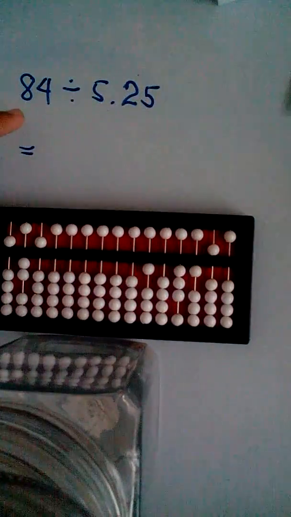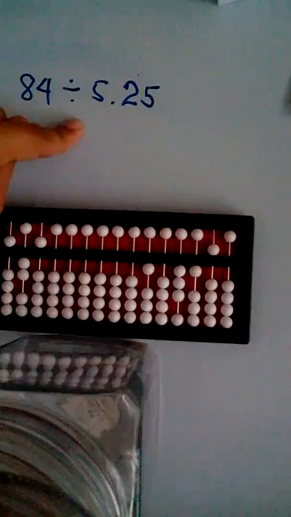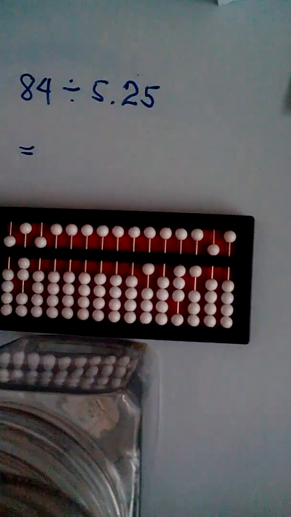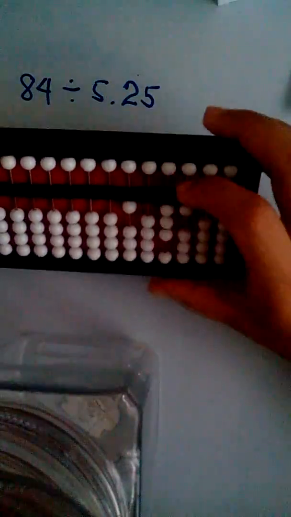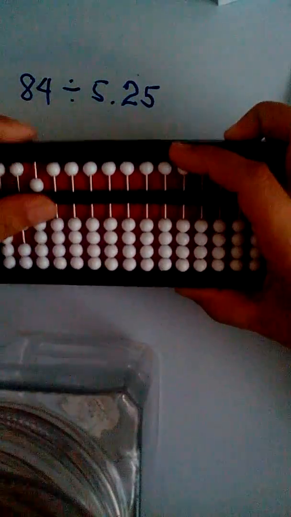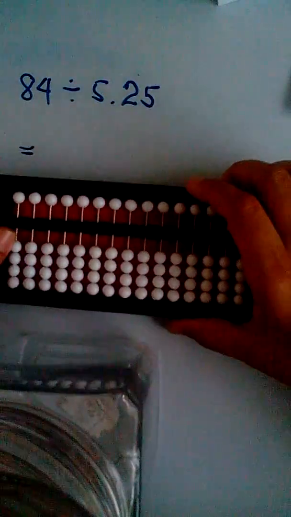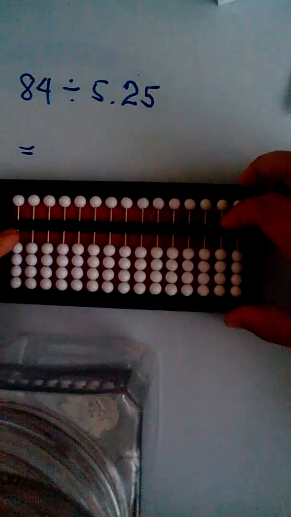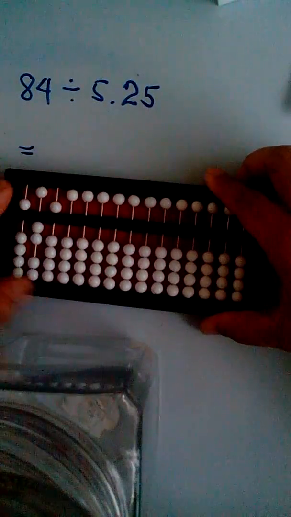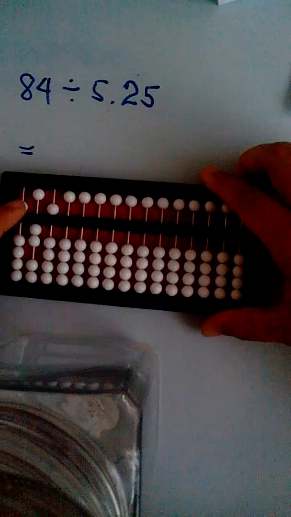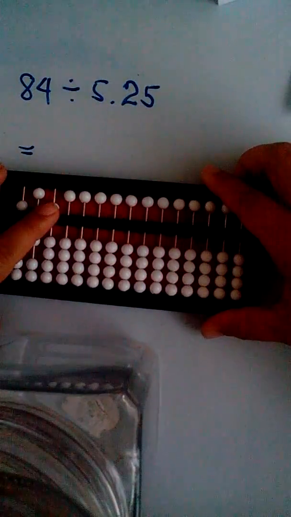Let's divide 84 divided by 5.25. So 5.25 is our divisor. The divisor will be set on the extreme left: 5, 2, 5. So 5.25, but this should be changed into a whole number, 525.